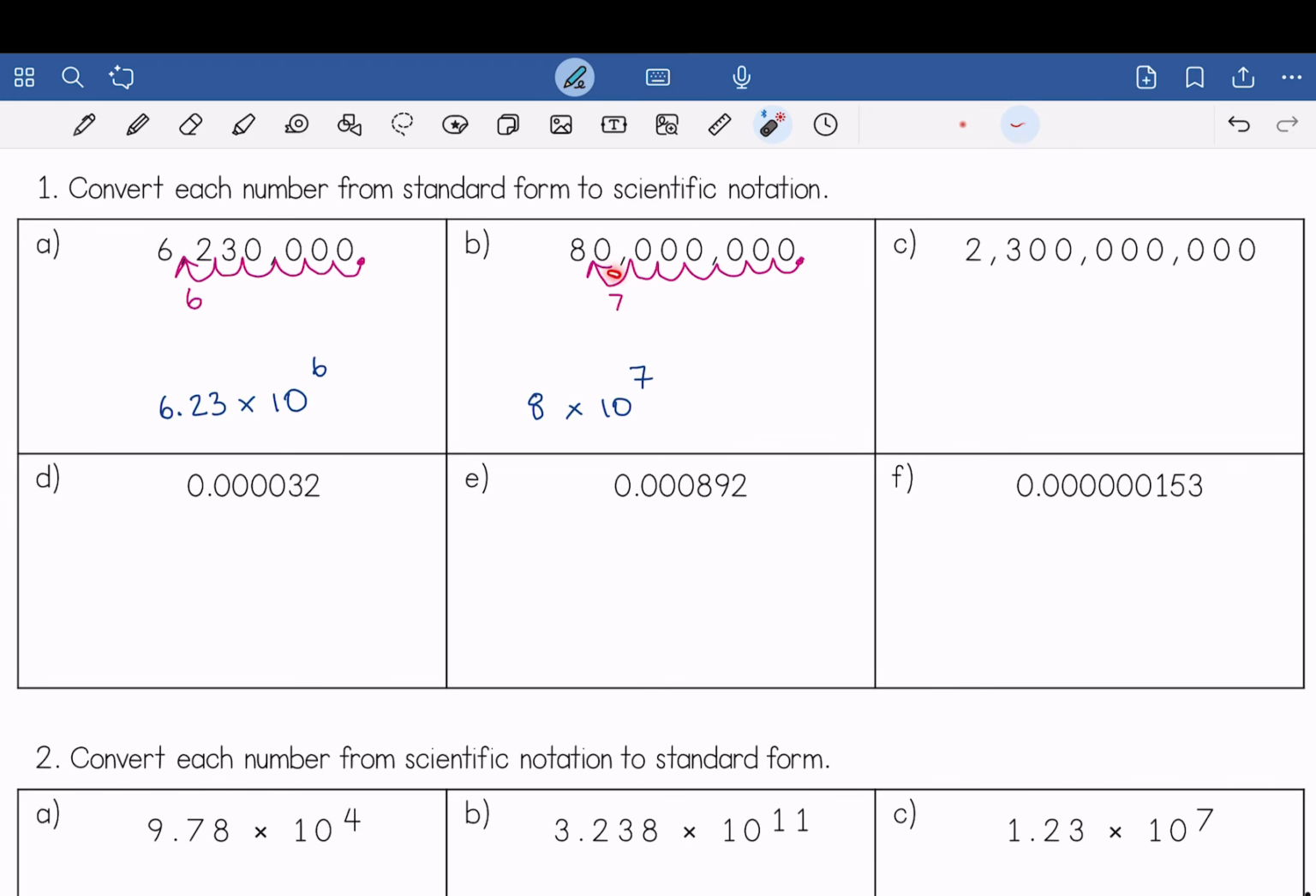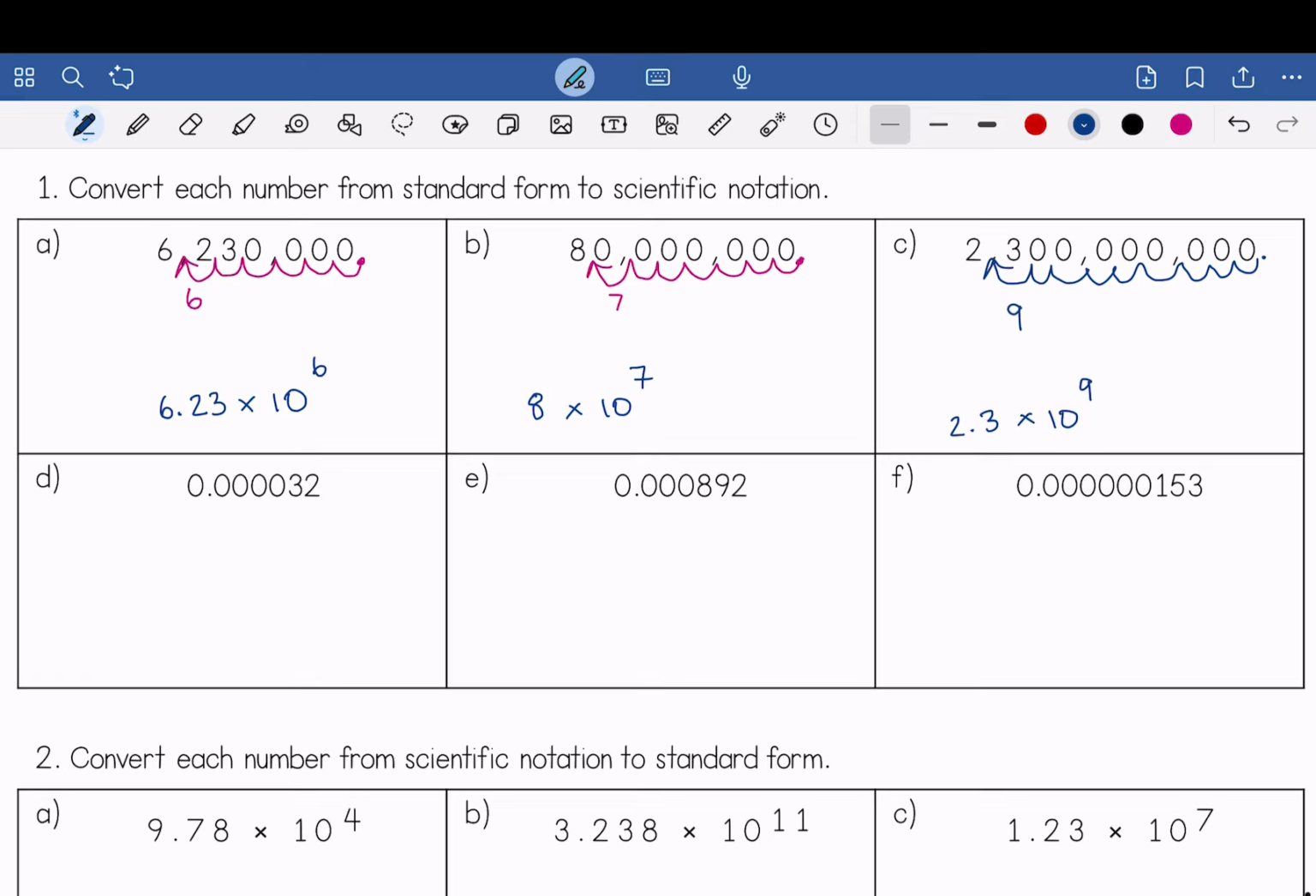Again, there is 7 here and 7 there. Let's look at C. So we start here. So this is 1, 2, 3, 4, 5, 6, 7, 8, 9. So I'm going to write my number as 2.3 times 10 to the power of 9.